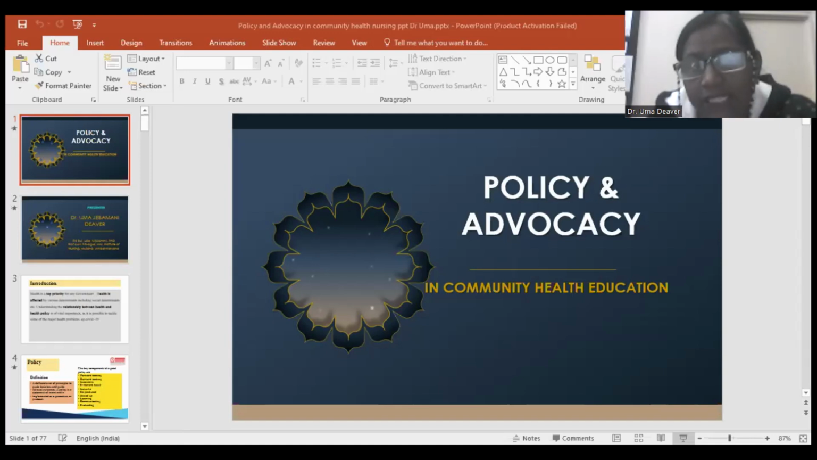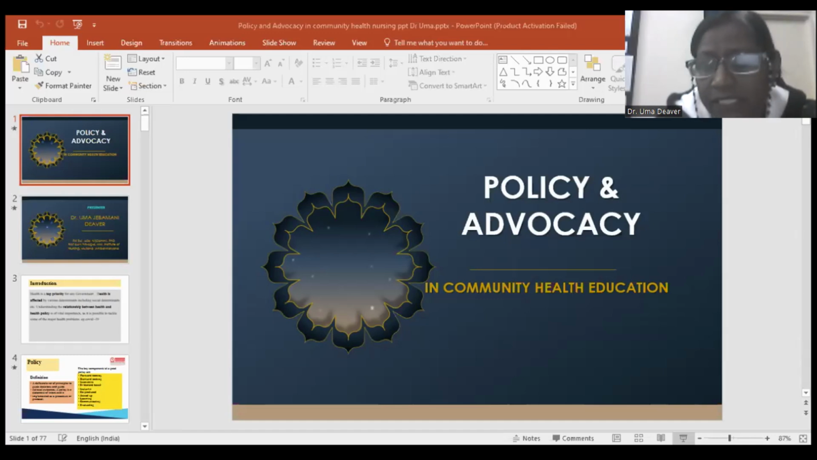See, health is affected by various determinants, including social determinants. So we know that health is affected by physical and mental and other determinants, but social determinants play an important role, especially to make the policy and do the advocacy. So understanding the relationship between health and health policy is of vital importance, as it is possible to tackle some of the major health problems.